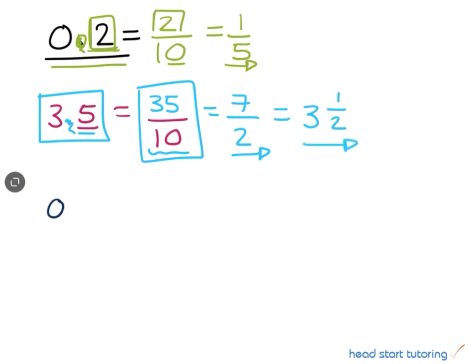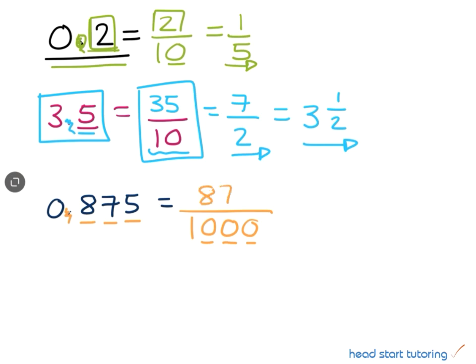Let's have a look at 0.875 as a simplified fraction. Again, what we need to do is consider how many decimal places there are. So in the number 0.875, we have got 3 decimal places. So therefore it's going to be out of 1,000, which has 3 zeros. So that is our denominator. Once we've dealt with our denominator, we ignore the decimal point and we have a look at that number. So 0.875 or just 875 will be our numerator.